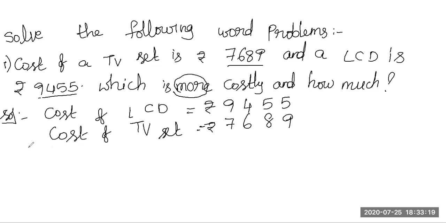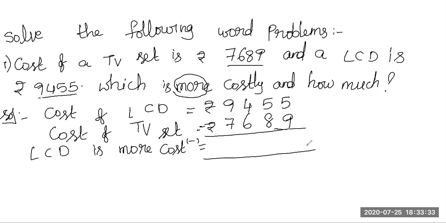And they asked which is more costly? LCD is more cost. By how much they ask? So that is the reason we are doing subtraction. When compared to 5 and 9, 5 is smaller than 9. We can't do subtraction now, so that is the reason we'll go for borrow.